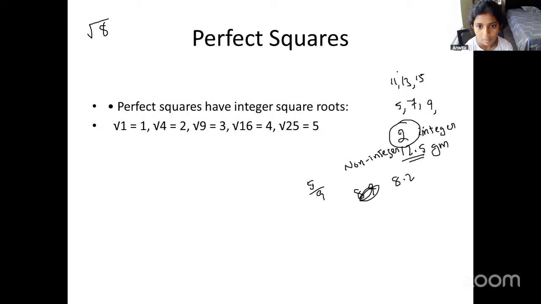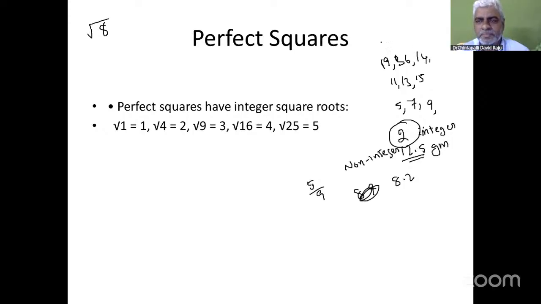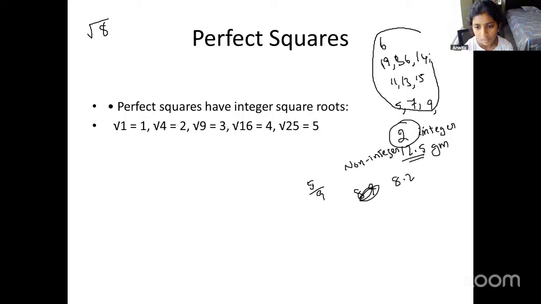Give a few more examples. 19. 36. Very good. One more example. Then 14. And then 6. What do you call them? Integers, sir. Integers, right?